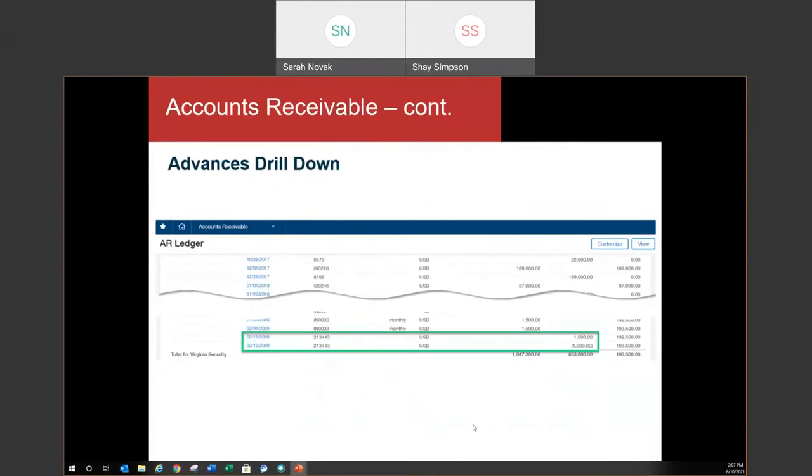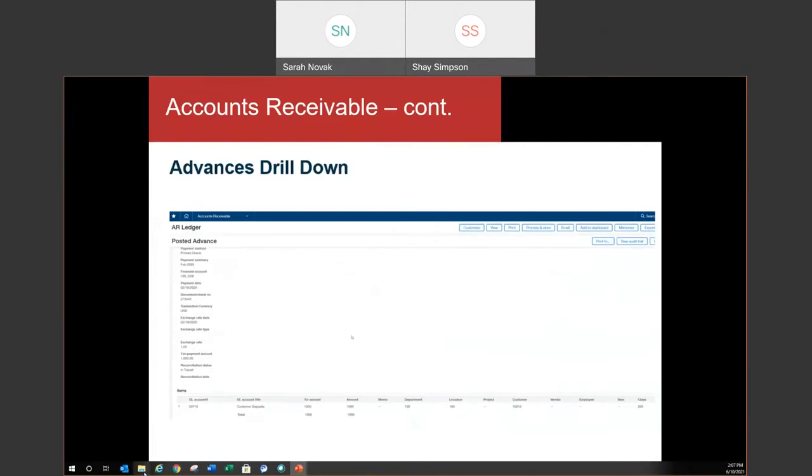All right, so for now we have the functionality within our AR ledger to drill down into advances. These two transactions that I have highlighted here are advances. Before, if you drilled down into these transactions, you basically just got a summary. You didn't really get the details of those transactions themselves. Now, once you drill down, it is going to give you all of the details of those advances. So we're going to be able to see if there were any dimensions tagged in the transaction and all of the details surrounding those advances.